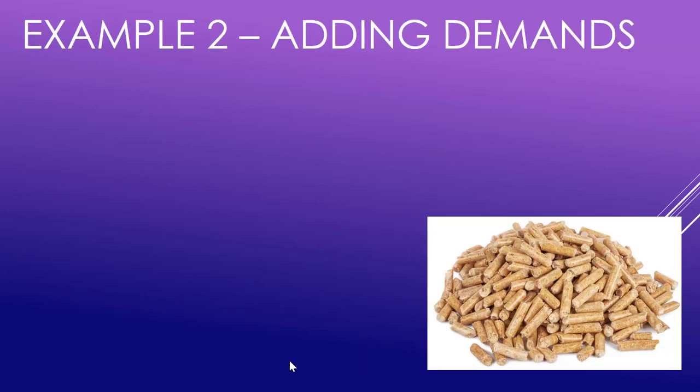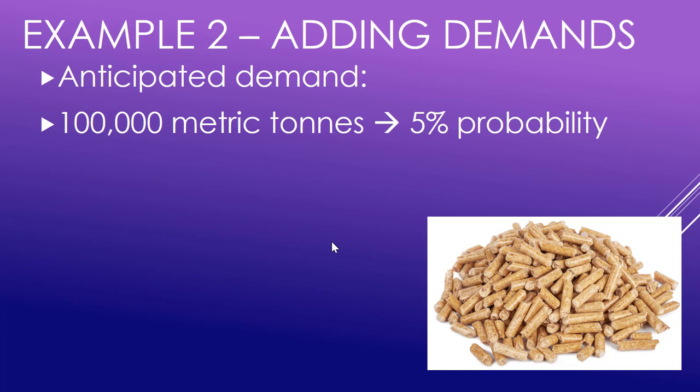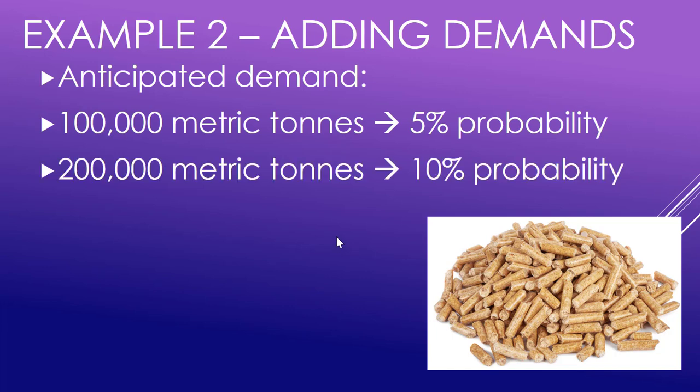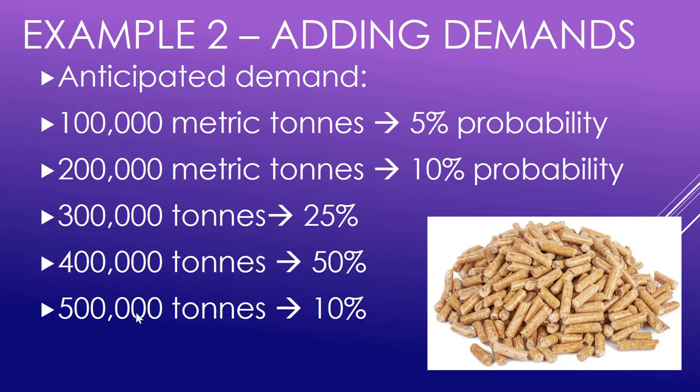Okay, let's also talk about demands. So let's say what the anticipated demands are. They could vary anywhere from 100,000 all the way to 500,000. We're going to add some probabilities, which we'll use later as well. So for 100,000 demand, that's about 5%. For 200,000, they anticipate demand is going to be about 10%, and so on and so forth, all the way down to 500,000. So here are the possible demands with the probabilities attached. Again, we're going to use these probabilities later.